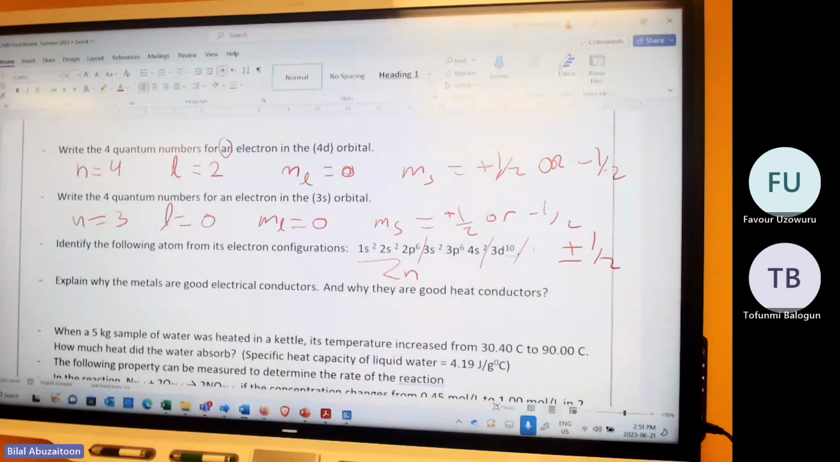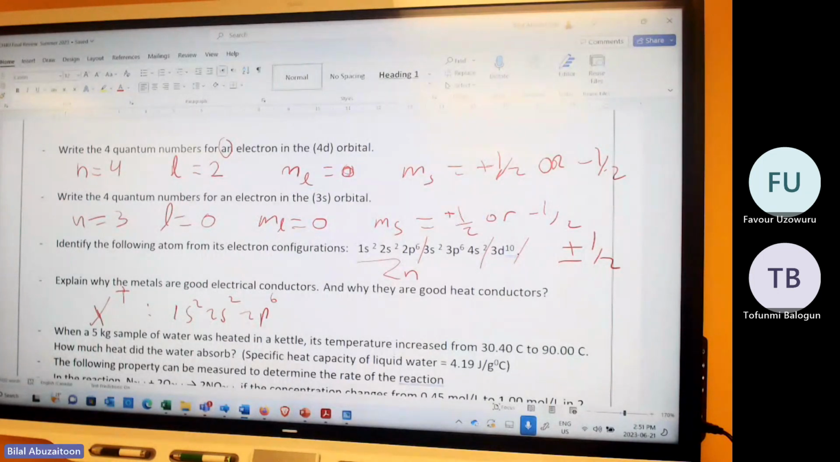If it has a charge, like an ion, will it change the configuration? Absolutely. For example, if I give you this, X plus: 1s2, 2s2, 2p6. What is X in this case? Nitrogen. This is another example.